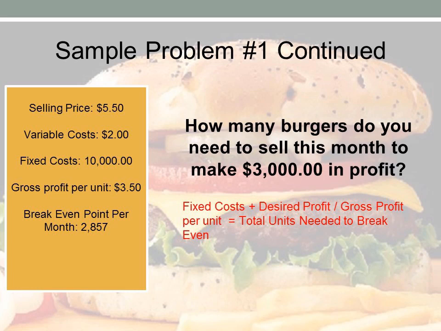We have to take our fixed cost, which in this case is $10,000 a month, and we have to add our desired profit. And so our desired profit that we want to take home every month is $3,000. So we add those two together. And then we continue like before. We divide by the gross profit per unit, and that's going to give us the total number of hamburgers that we need to sell per month in order to break even.